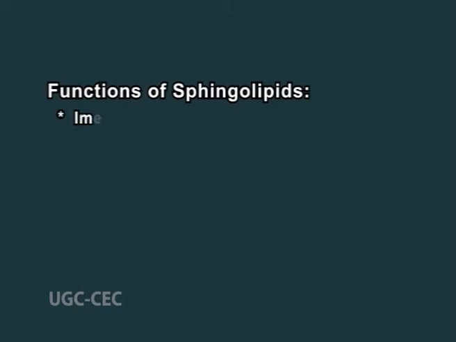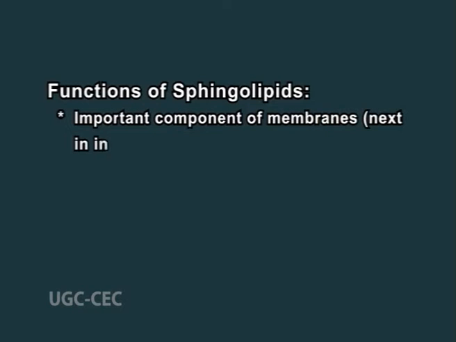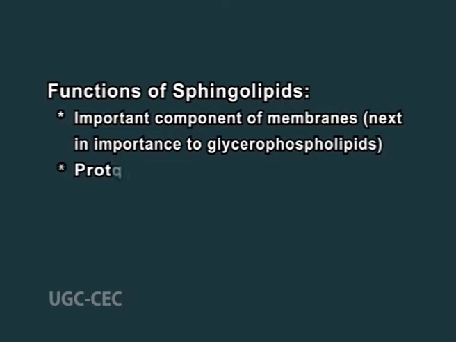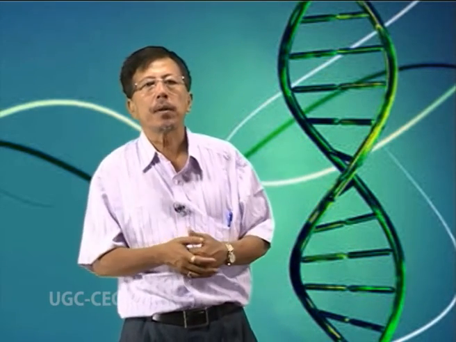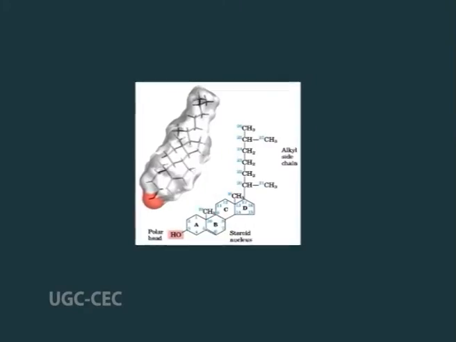Functions of sphingolipids. Sphingolipids form an important component of membranes, next in importance to glycerophospholipids. They also provide protection to the membrane. They mediate cell-cell recognition and also signal transmission. The next category of important lipids are the steroids.